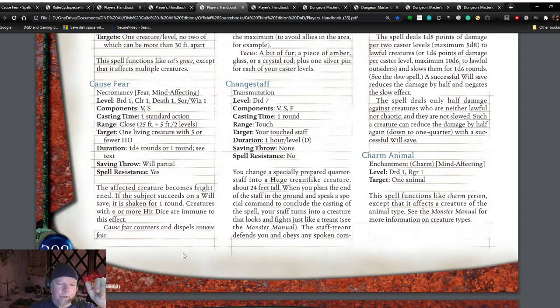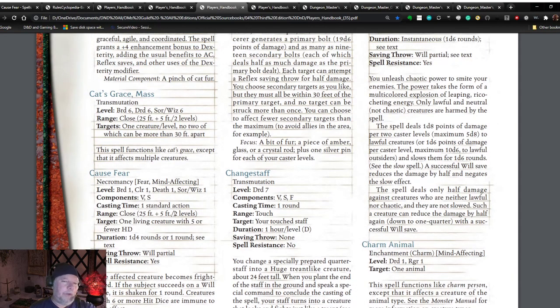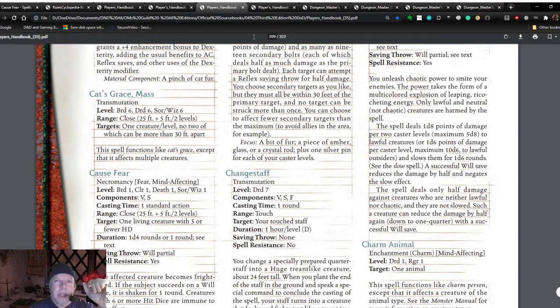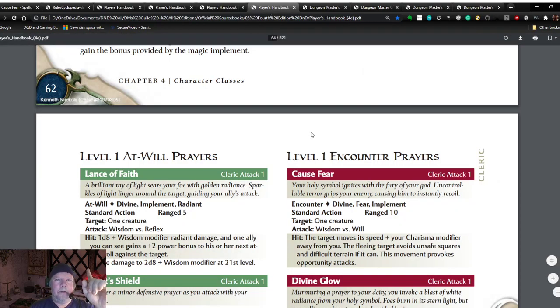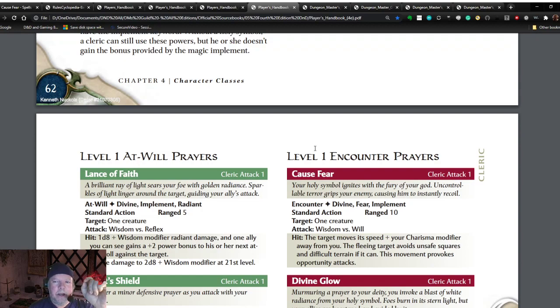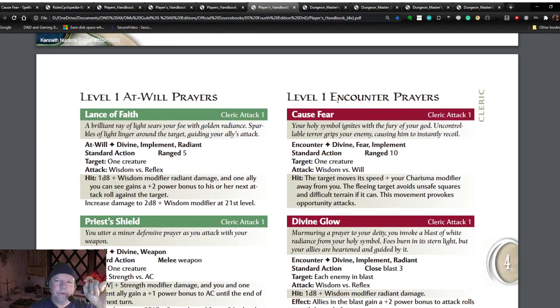And then remove or cause fear, counters and dispels remove fear, and vice versa. And then we're going to take a look at 4th edition. Now, a lot of times 4th edition things get overlooked, but look at this. Level 1 encounter prayers for clerics cause fear.